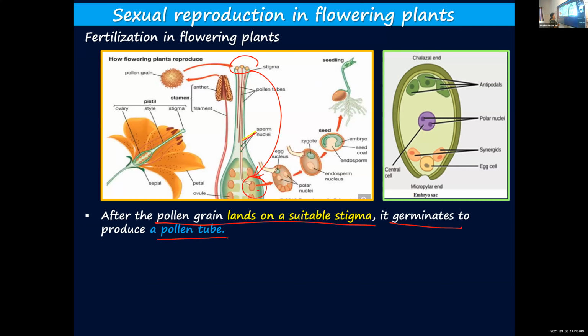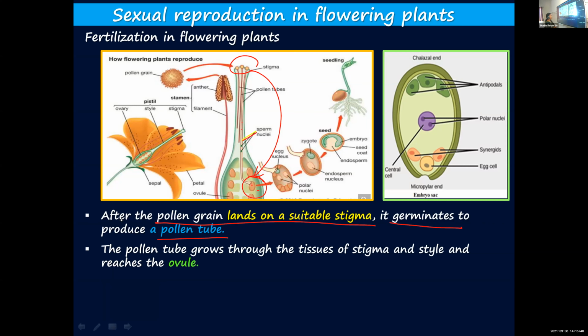Hope you are following. Once pollen lands on the stigma, that is pollination. If pollination has to be continued as fertilization, then the pollen should germinate and form a pollen tube. Only with the help of a pollen tube will the male gametes be transported to the egg cell.